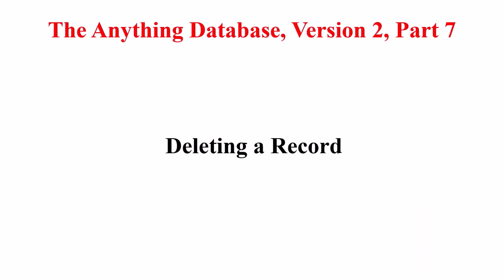Well, editing's out of the way. And one of the things we did with editing is we ended up navigating to a record and then chose whether or not to change it. This time we're going to navigate to a record and we're going to delete it. So we're going to set up deleting a record as our next process in our Anything Database version 2. And that's what we're looking at today: the Anything Database version 2, part 7, deleting a record.